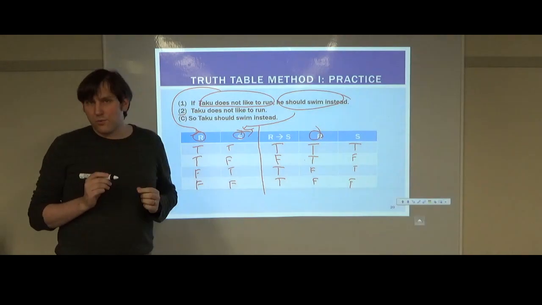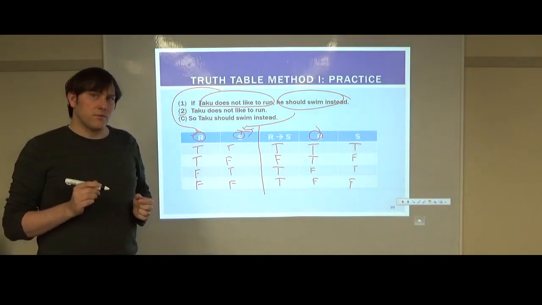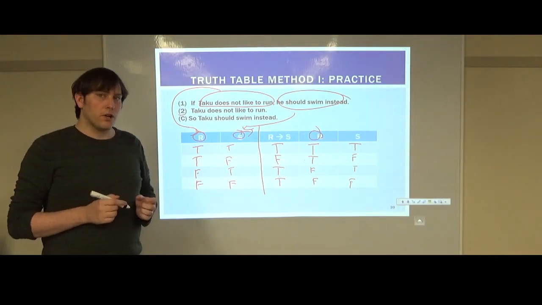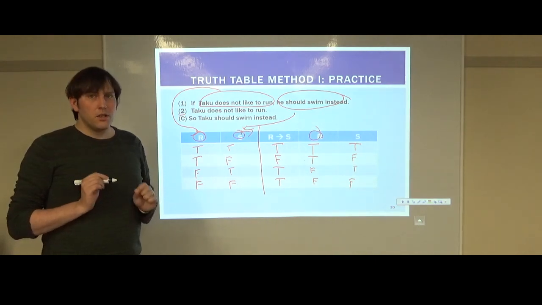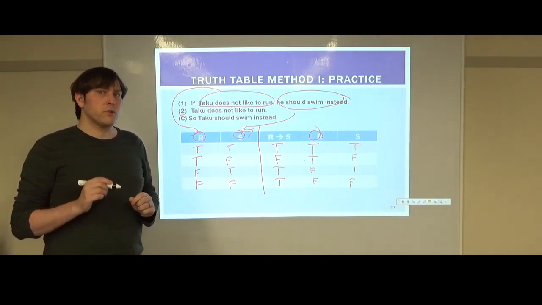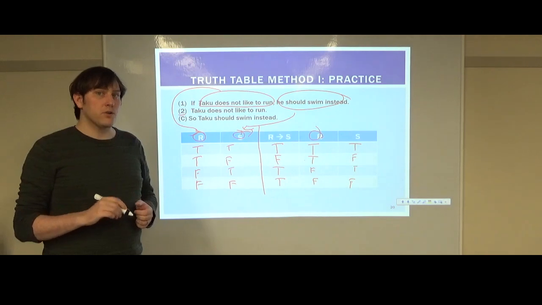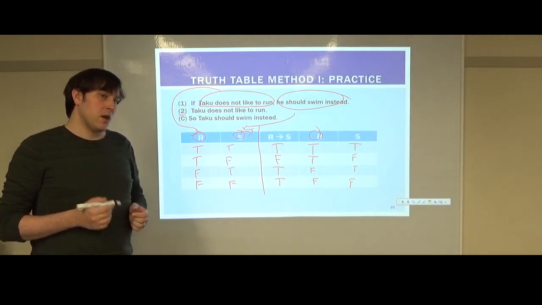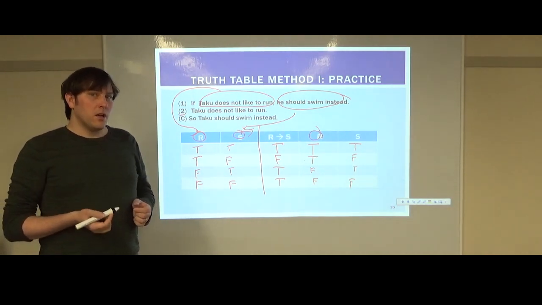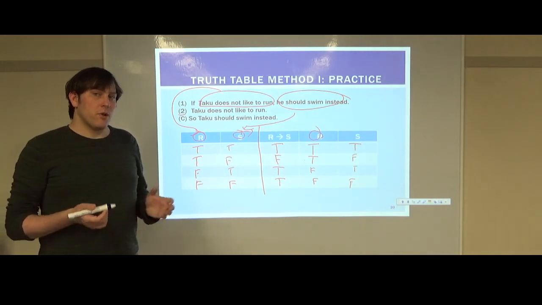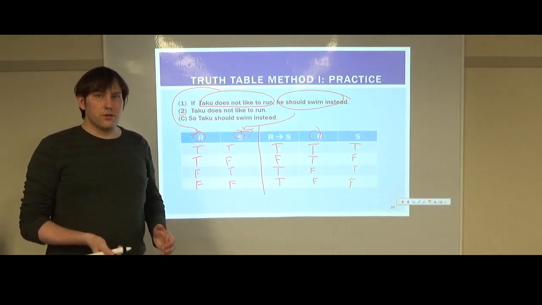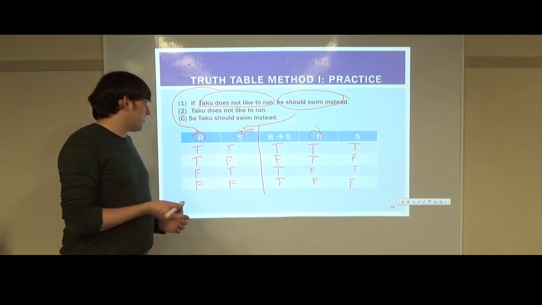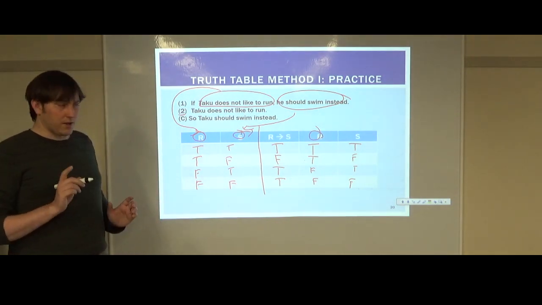So now let's remember the test for validity. An argument is valid if it is the case that whenever the premises are true, the conclusion is also true. So I'll repeat that. An argument is valid if it is the case that whenever the premises are true, the conclusion is also true. So, we can test this argument.